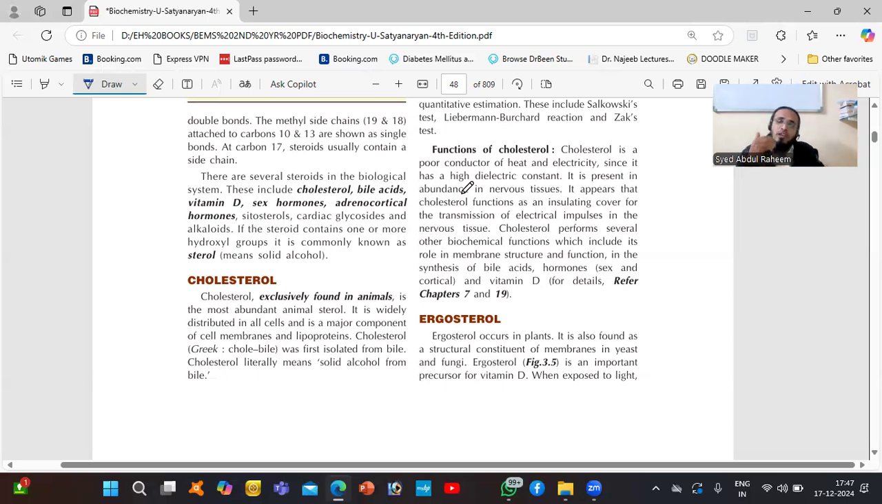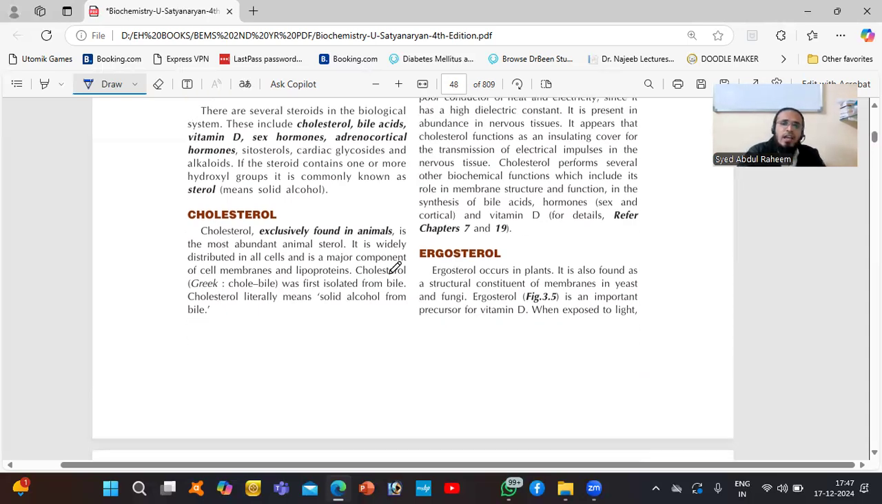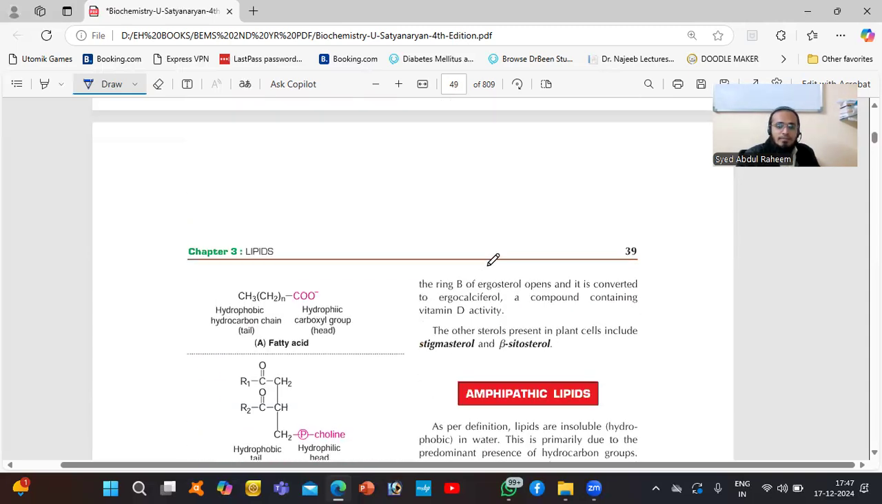Cholesterol is mostly present in the animal kingdom. So whoever consumes non-veg will get high cholesterol in the body. That is the reason doctors advise avoiding or reducing the intake of non-veg, because it has a large amount of cholesterol. Next is ergosterol. Ergosterol is found in plants. It is an important precursor of vitamin D. So it is present in plants.